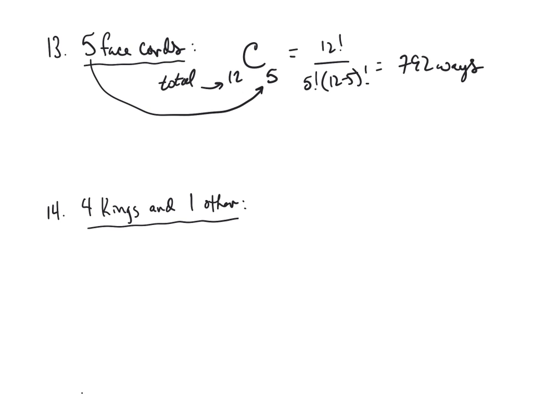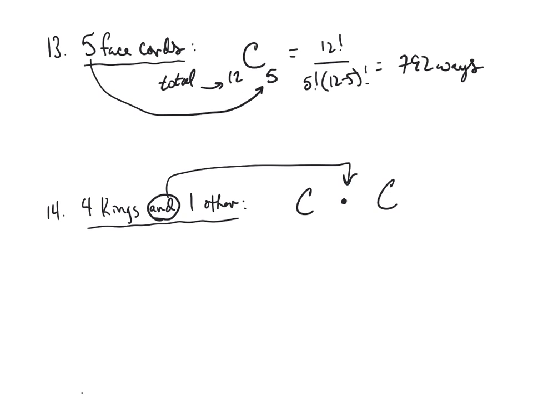Okay? All right, number 14 asks, in how many ways can you have 4 kings and 1 other? So now we're linking events together with the word and. Whenever we have the word and, the operation we're going to perform is multiplication. And so we're going to be counting then the number of ways that I could have 4 kings in my hand and the number of ways I could have 1 other card in my hand. Okay? Alrighty, so let's give it a try.